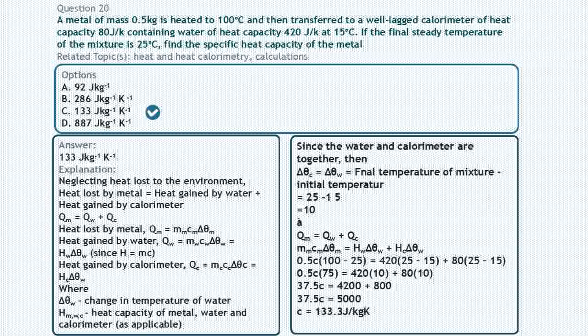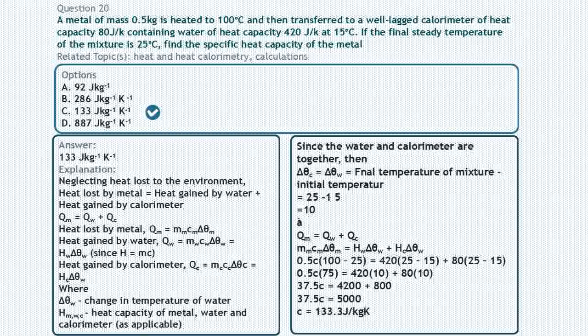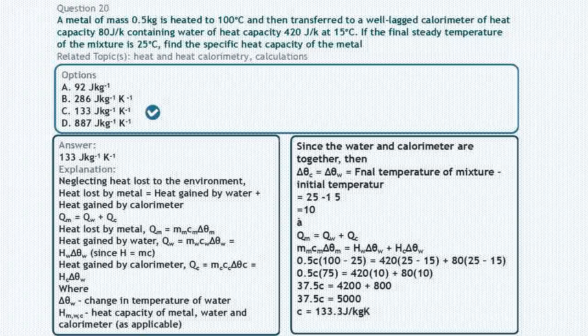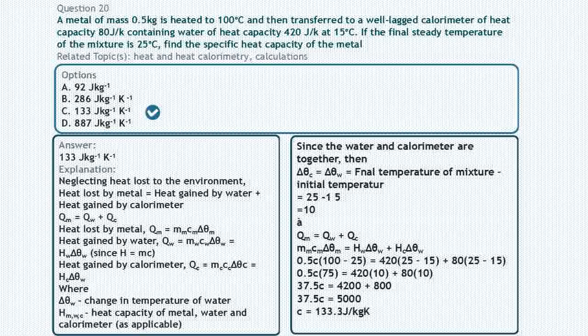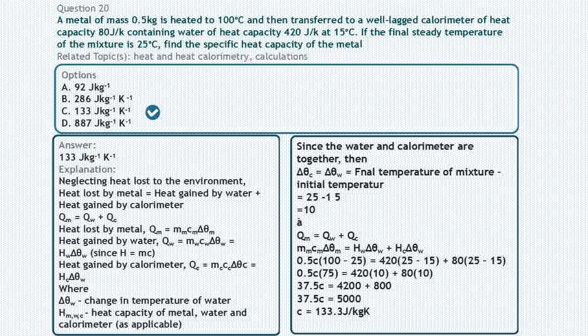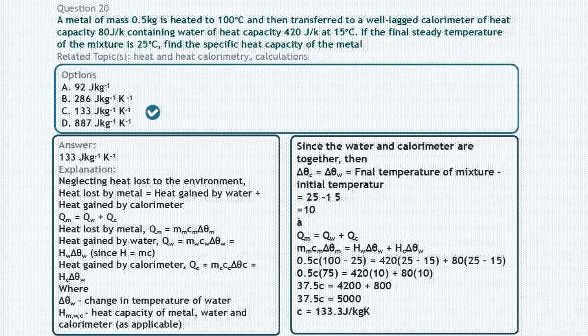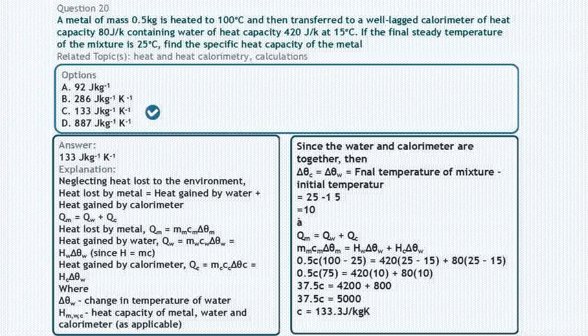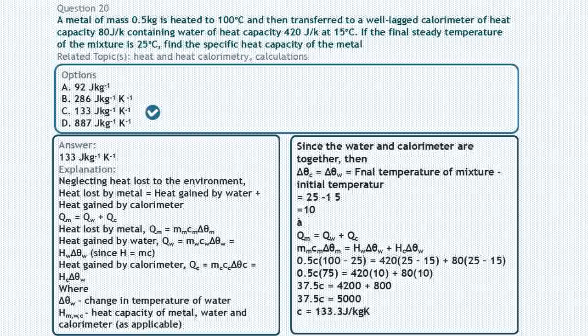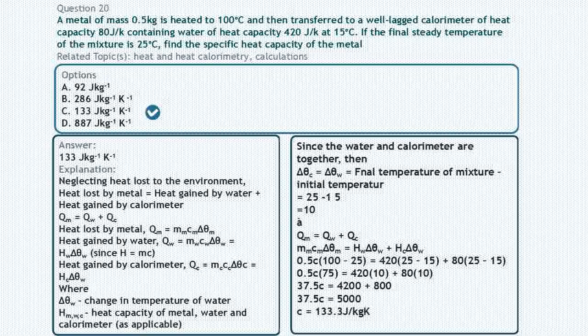We then go back to using this formula here. qm is equal to qw, which is hw delta theta w, plus that of the calorimeter, qc, which is hc delta theta w. I used w because there's the same temperature change for the water and for the calorimeter. So here we have the mass of the metal, which is 0.5, times the specific heat capacity of the metal, in brackets, the change in temperature of the metal.